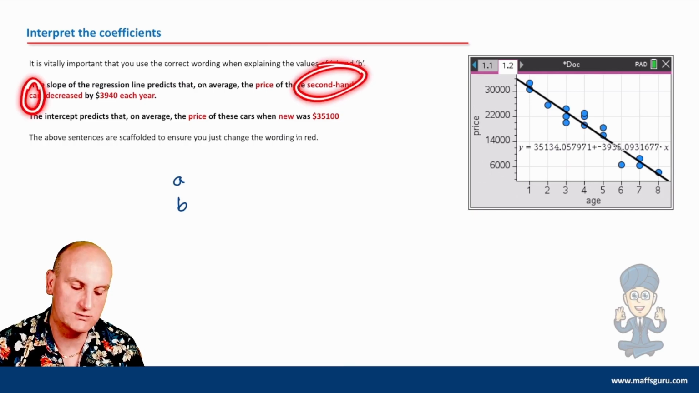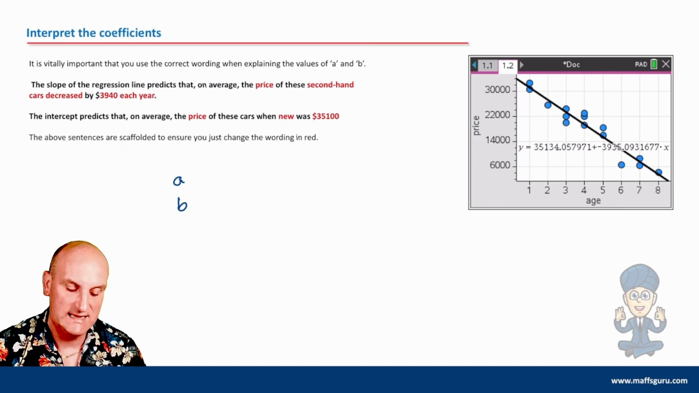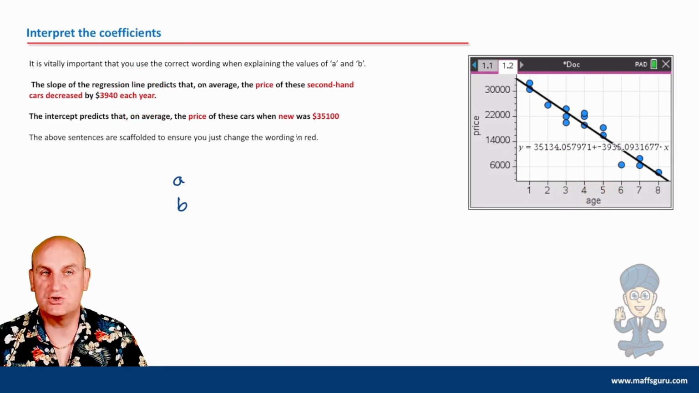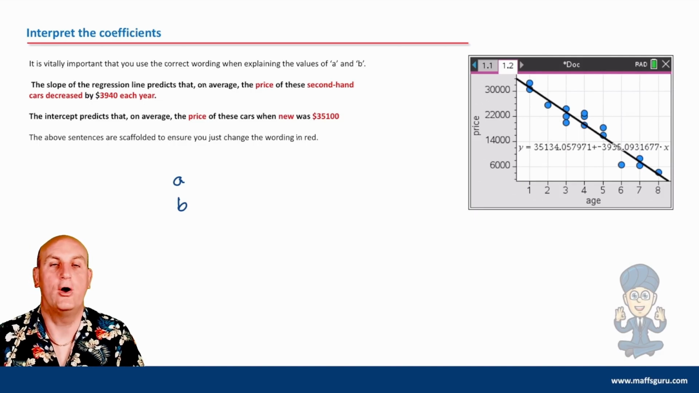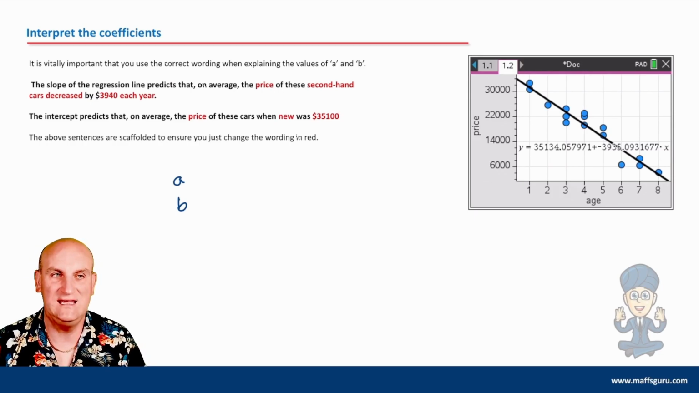So you've got to put in what the actual context is, decreases by, because it's sloping down, $3,940. That dollar sign should be in red, because if you don't put units in there, you actually don't get the marks. VCAA won't give you the marks if you miss the dollars. Each year, again, units. Because we are dealing with age in years, it has to have the units there. So that's the slope. The slope of the regression line predicts that on average, got to write that, the price of the second-hand cars decreases by $3,940 each year.